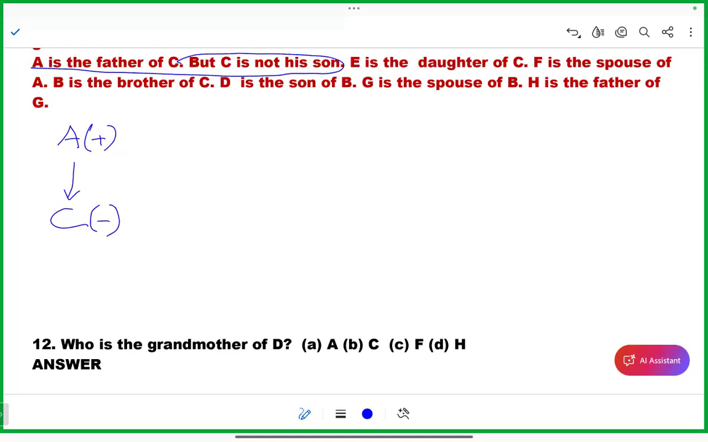That means this is you. You are a girl and A is your father. E is the daughter of C.